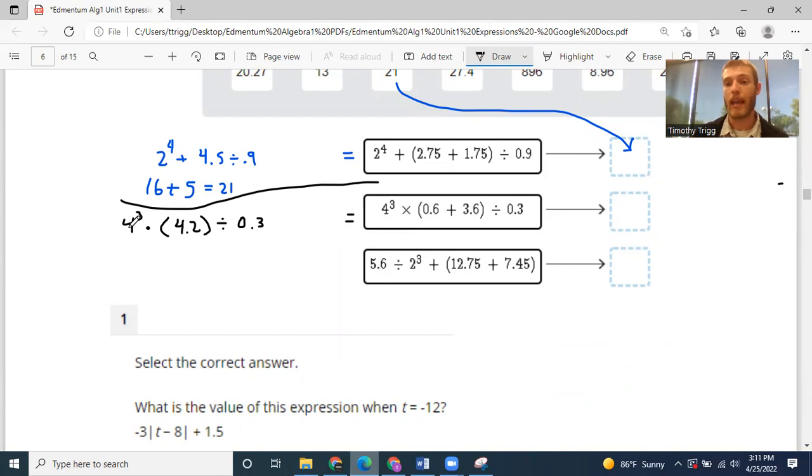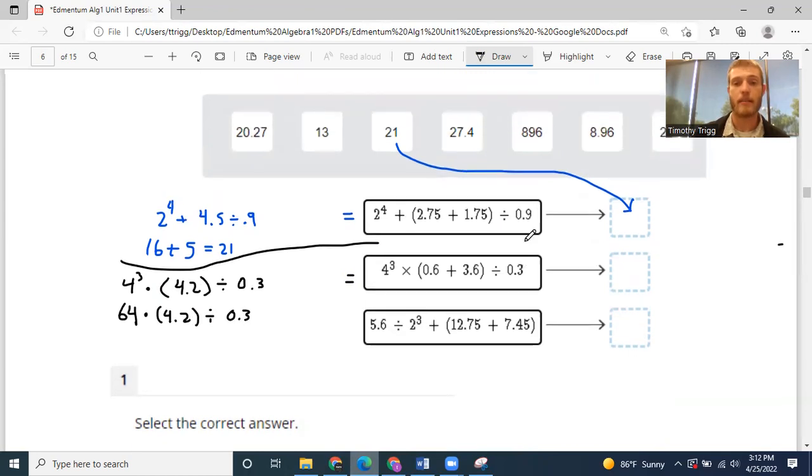Let's go ahead and do the exponent next. So that'd be 4 times 4 times 4. 4 times 4 is 16. 16 times 4 is 64. Do not write 12 here. Okay, this does not mean 4 times 3. It means 4 times 4 times 4. Okay, so 64 times 4.2. And then I'm going to divide by 0.3. I've got 896.